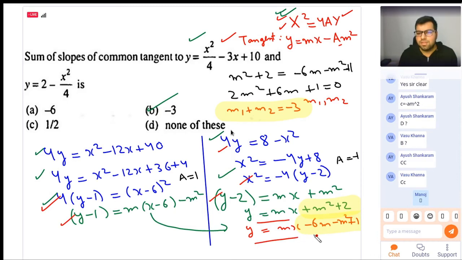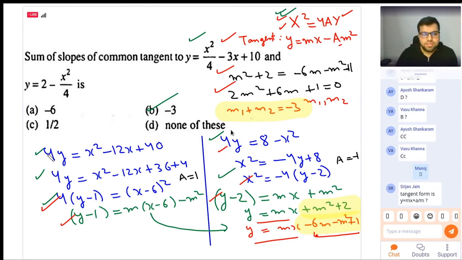So I just had to equate the y-intercept. In y equals mx plus c, that is the value of c. So I equated the value of c, and I got a quadratic in m. So it has two roots, m1 and m2, corresponding to the two tangents. The sum of the slopes is m1 plus m2, which is equal to minus 3. Great. Let's move ahead. So, standard question.